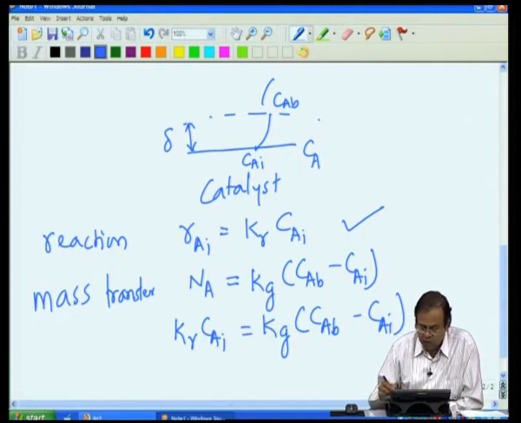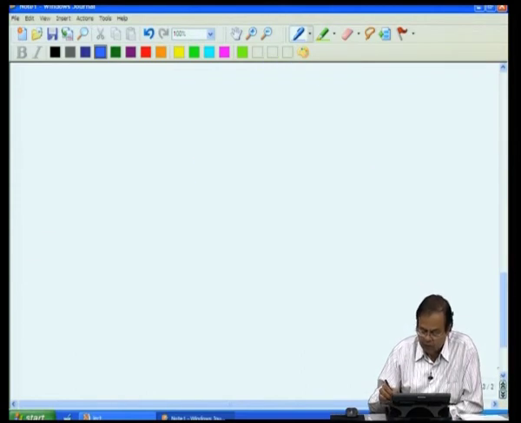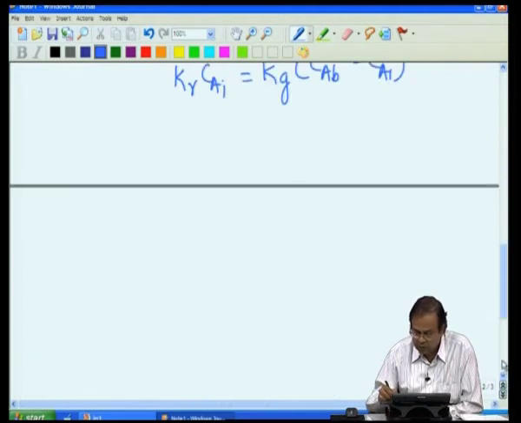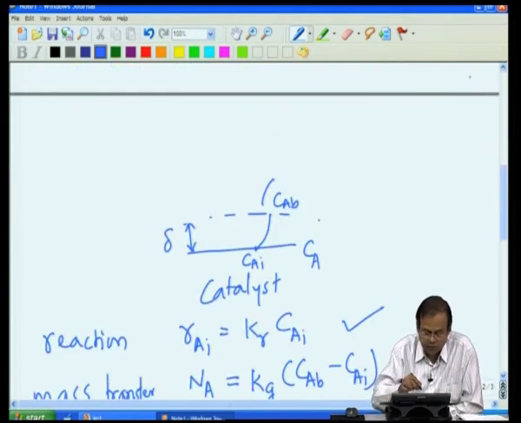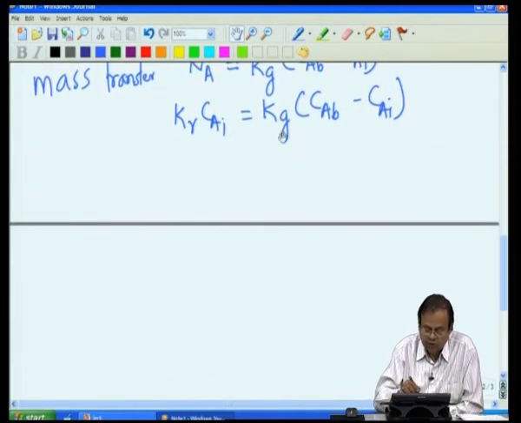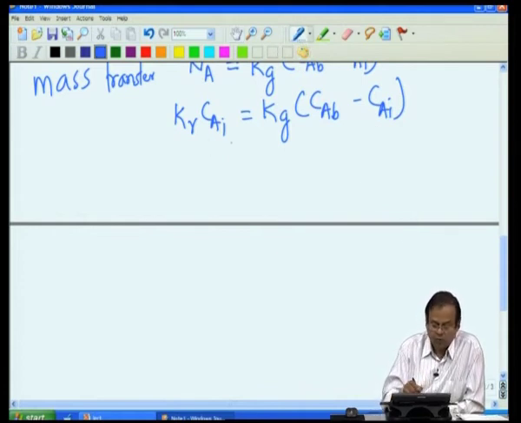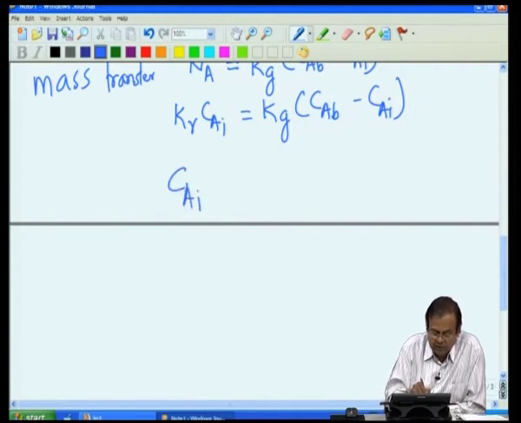If we take these two equations and simplify a little bit, that is, if we take this equation in particular and simplify, solving for CAI, we will get CAI equal to Kg by Kg plus Kr times CAB.